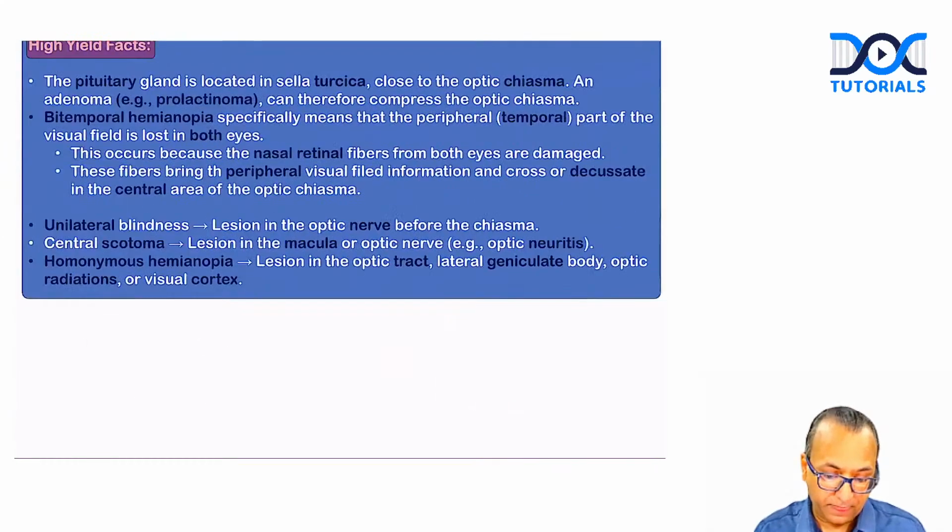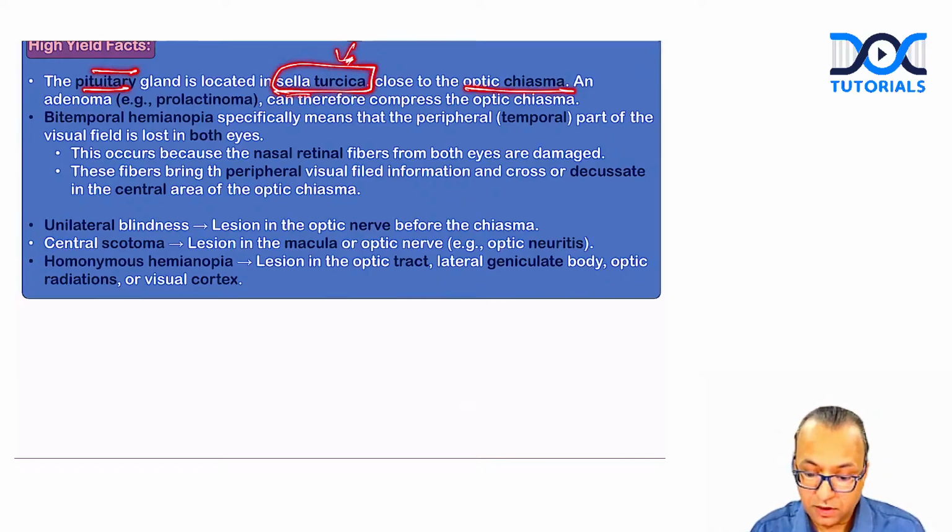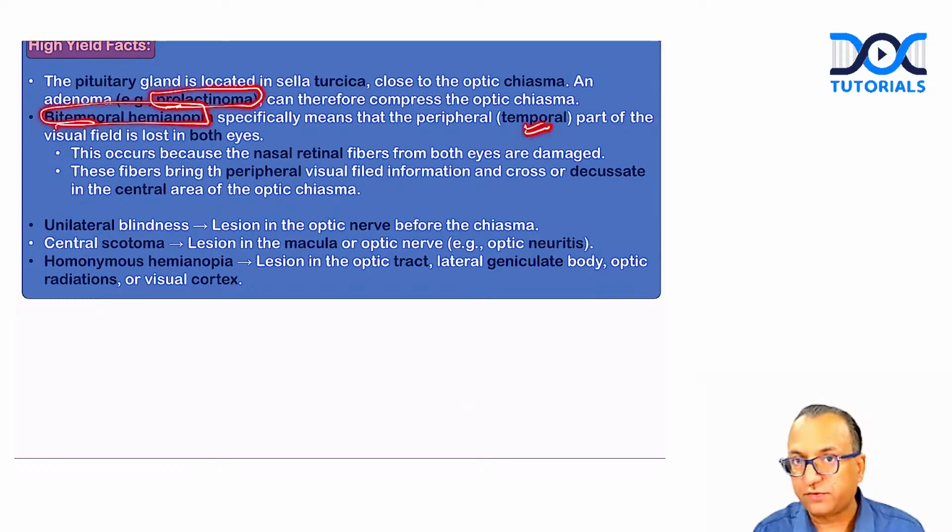So keeping that in mind, the pituitary gland, which is in the sella turcica, floor of middle cranial fossa, body of sphenoid, is going to compress the optic chiasma. The tumor could be prolactinoma, and it is bitemporal hemianopia, which you are seeing. The peripheral temporal vision fibers are compromised. As they come to the nasal retina, they were crossing in the midline and they were compromised. That is why bitemporal hemianopia.